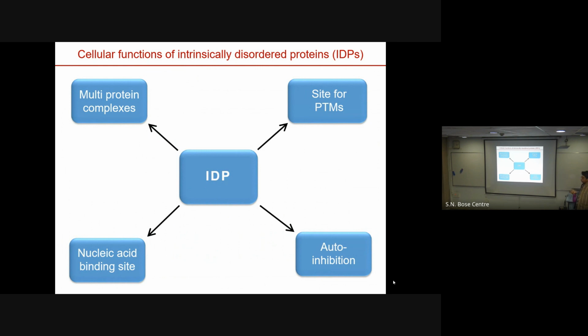They are also sites of post-translational modifications like phosphorylation, glycosylation, and things like that. Just like proteins, they can also interact with nucleic acids. There are proteins which bind with DNA, and there are regions which bind with RNA. They can also act as autoinhibitory elements. I will show you examples of this and this. And one thing that is not listed here is that these disordered regions can also facilitate phase separation, or formation of biomolecular condensates. Right?